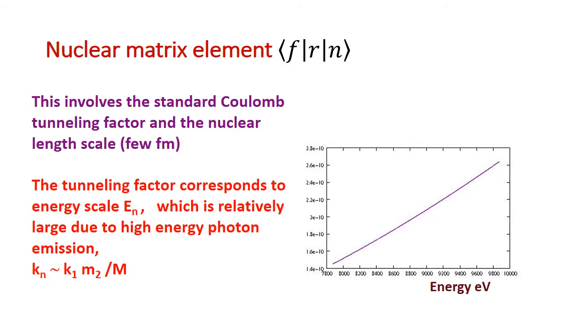The nuclear matrix element involves a Coulomb tunneling factor and the nuclear length scales, few Fermis. The tunneling factor corresponds to energy scale En, which is relatively large due to high energy photon emission. So Kn is given by this. Energies of the order of keV, 10 keV. And over this energy that I just showed you, here I'm showing you this nuclear matrix element. It is small, but not very small. This is basically containing the tunneling barrier penetration contribution. So that is why it's small. And also the nuclear length scales.